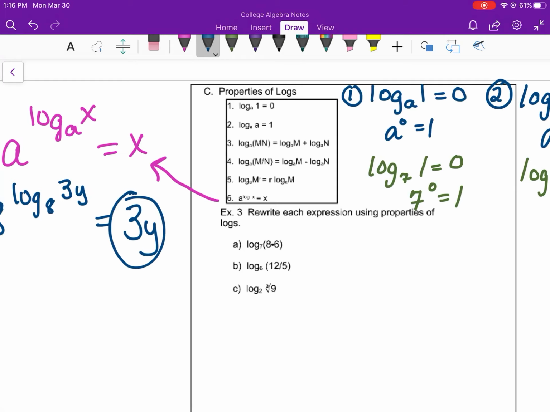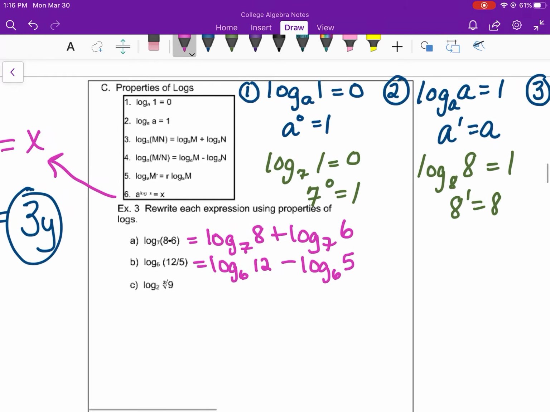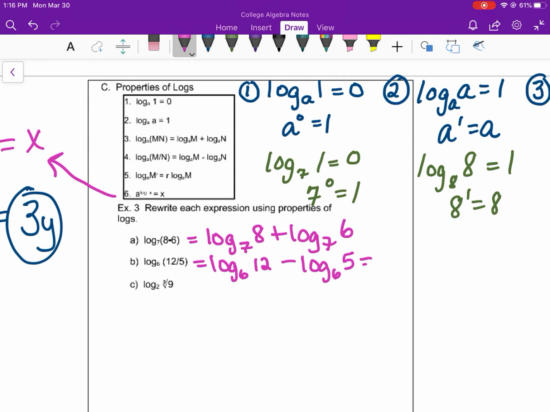Okay, so let's try these under example 3. I'm going to split that apart. That's log base 7 of 8 times 6. So that's going to be log base 7 of 8 plus log base 7 of 6. Now this one I would actually stop right here on. This next one would be log base 6 of 12 plus, not plus, but how about a minus log base 6 of 5. Now this one I'm going to go a little bit further on.